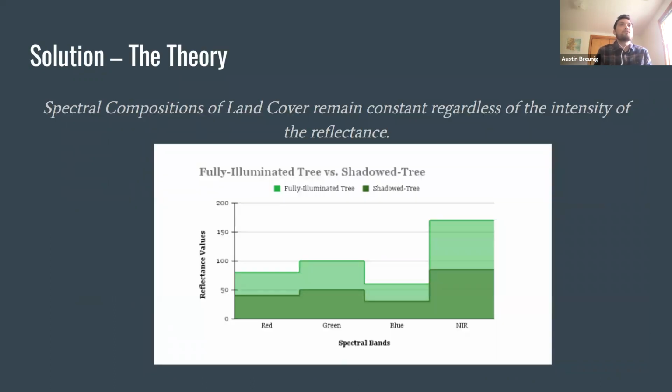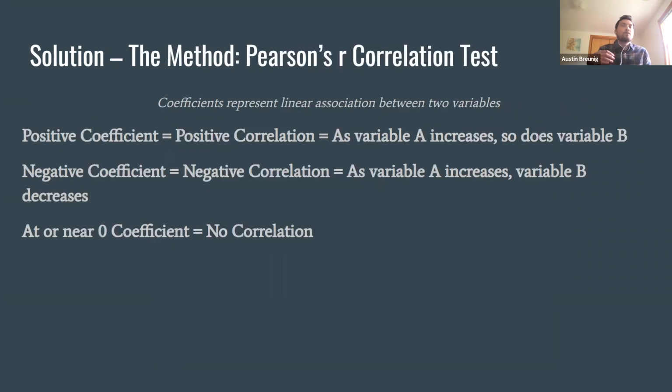And so my solution is based on this theory, which is that spectral compositions of land cover remain constant regardless of the intensity of that reflectance. So for example, if you have a fully illuminated tree versus a tree that has a shadow cast over it, it's going to have the same band-to-band relationships that you would see normally for a tree. It's just that the reflectance intensity is much lower. So the idea is to figure out a way to associate the spectral compositions within that shadowed area to what we know, a fully illuminated land cover type.